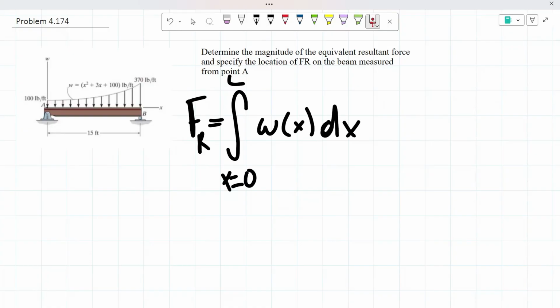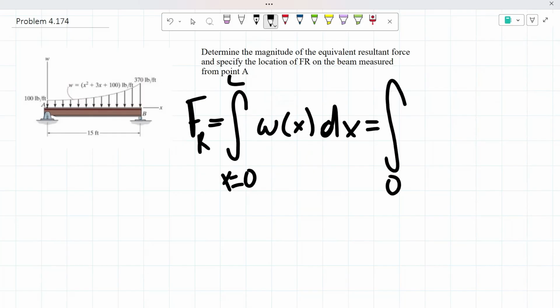So as you can see, we have our integral where x will start at 0 all the way to the span or the length of the beam. Then we have our distributed loading, or the line load acting on the beam, and then dx. So we're simply just going to plug in everything that we know.